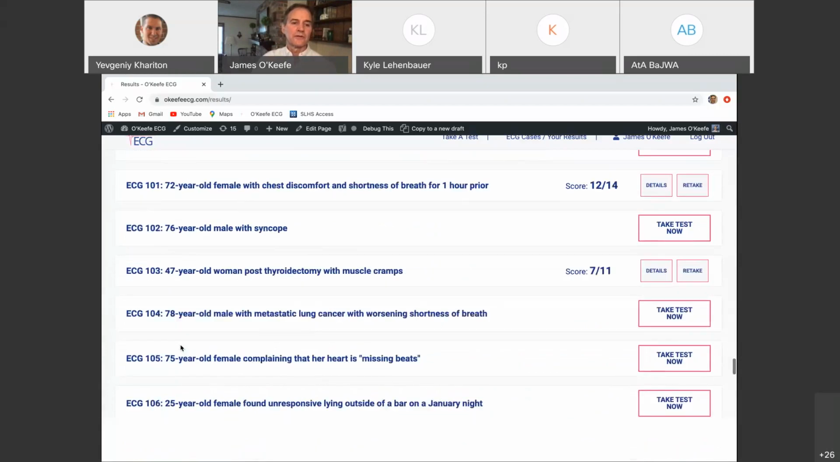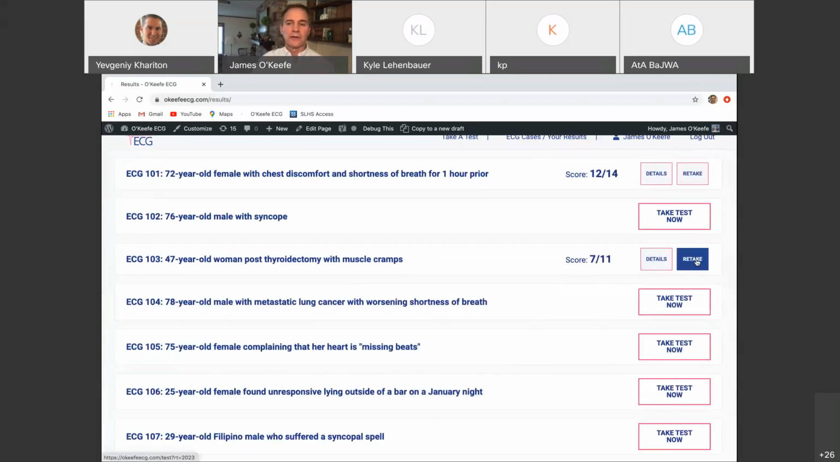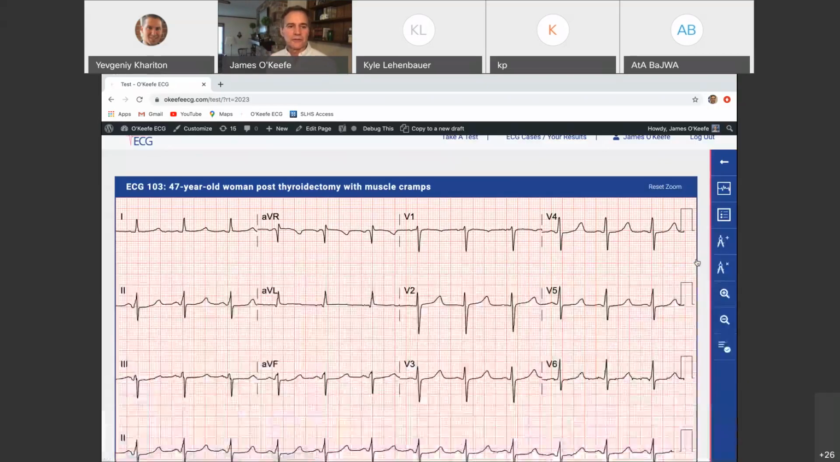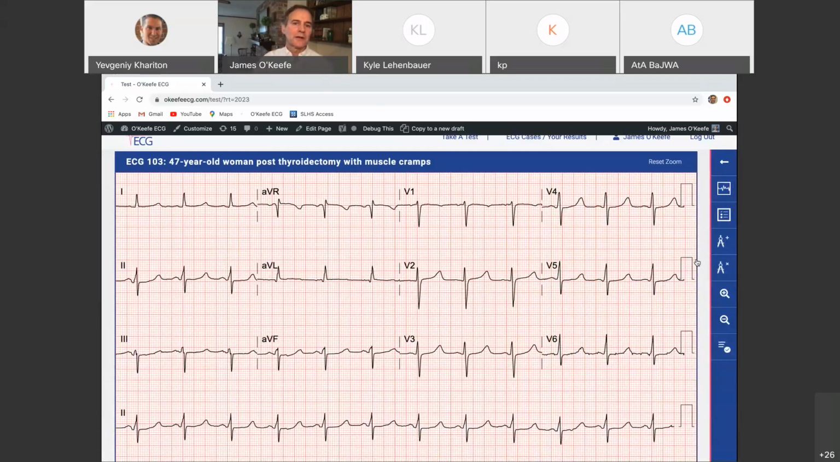This is another one that is a little tricky, but it's a board diagnosis that you need to recognize. This is a 47-year-old woman, post-thyroidectomy in the hospital with muscle cramps. You're doing a consult on her, and this is what the ECG looks like.